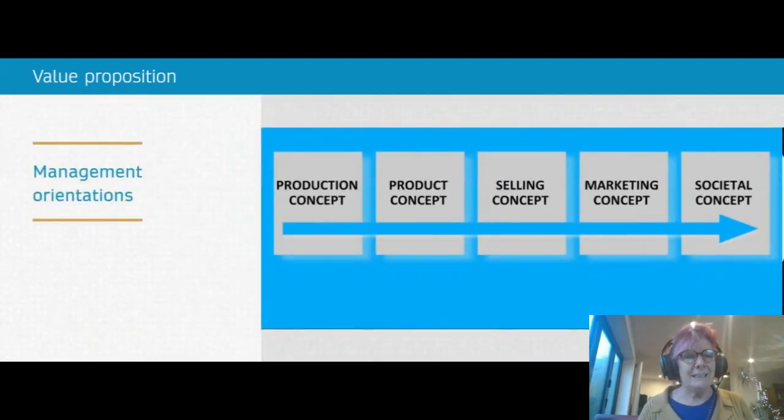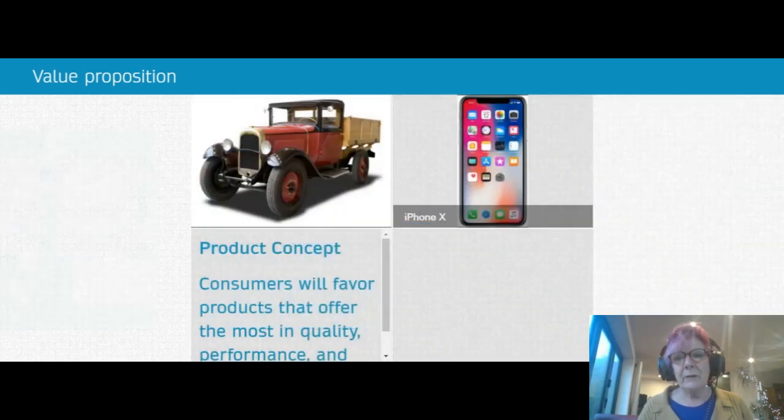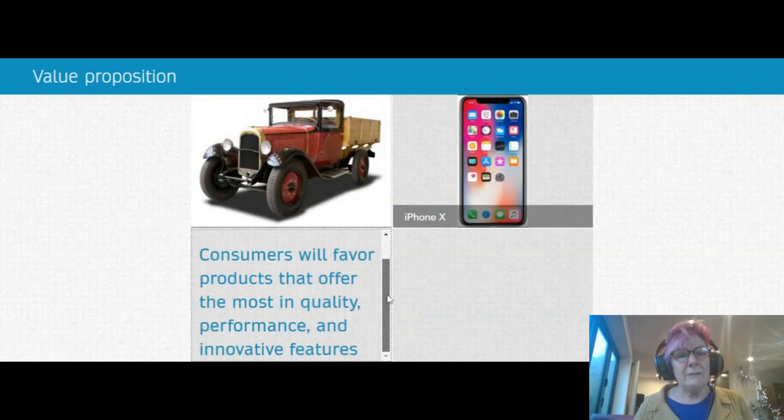And in doing this, businesses will come to this decision about the value proposition from different standpoints at the beginning. So some businesses will have a production concept, others a selling concept, others a societal concept. We're going to look at what we mean by some of these things. So a production or product concept is when we're talking about a business that believes that consumers will favor products that offer the most in terms of quality and performance.